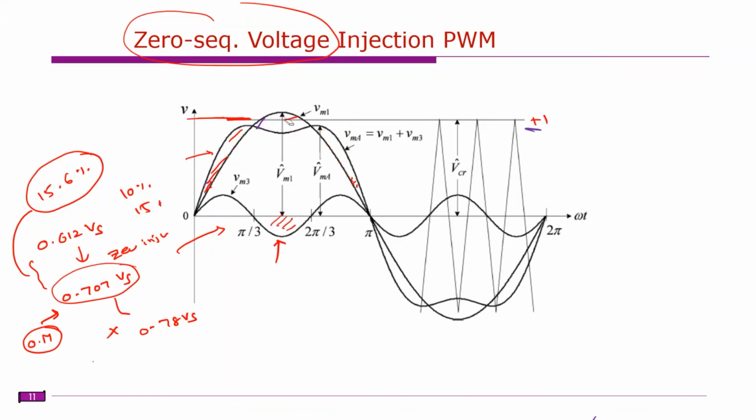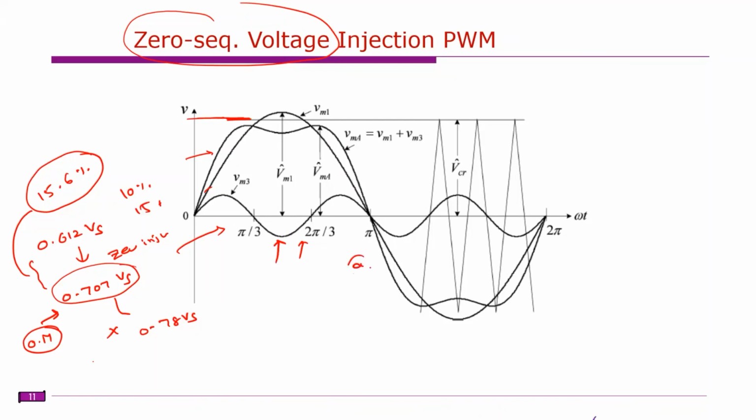When you are injecting this third order harmonic into the phase voltage modulating signals, you may doubt whether these harmonics will exist in the line voltages or not. The line voltages are free from this third order harmonic, because with the other phases, the A phase voltage and B phase voltage third harmonics will cancel, so the line voltages are free from these zero sequence harmonics.